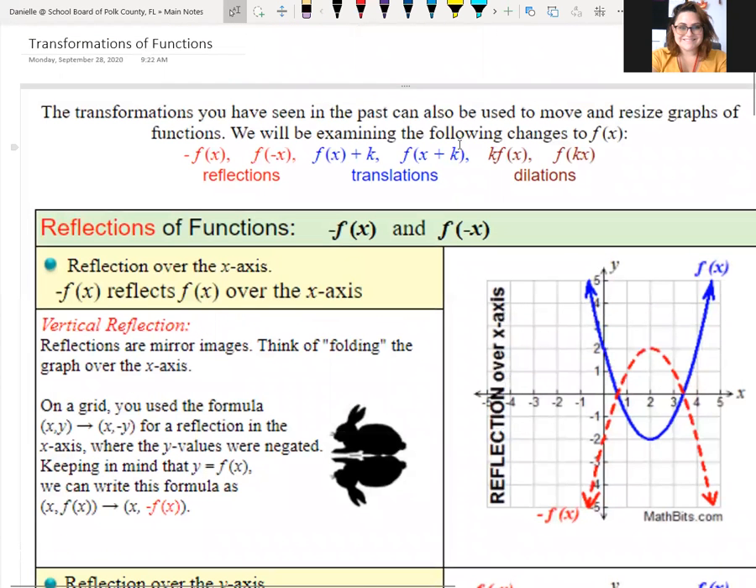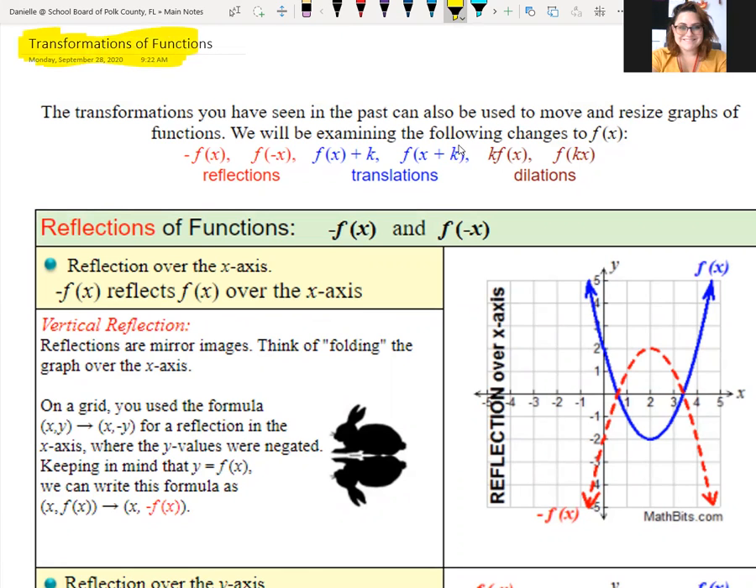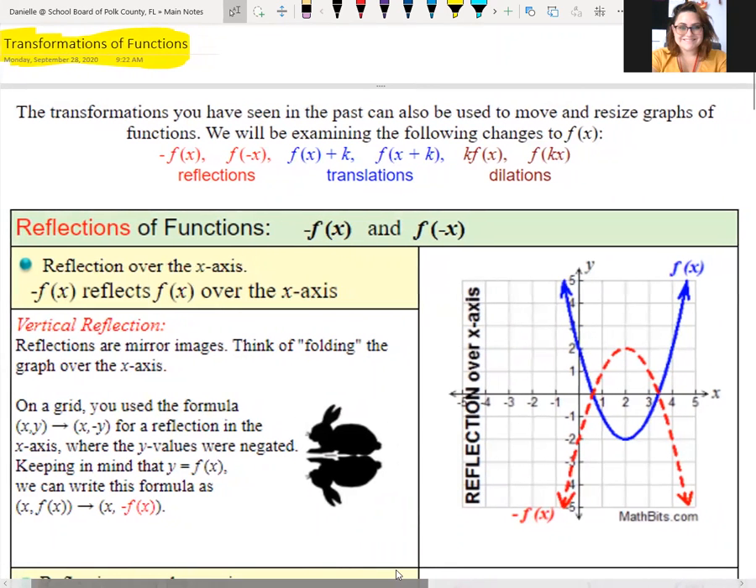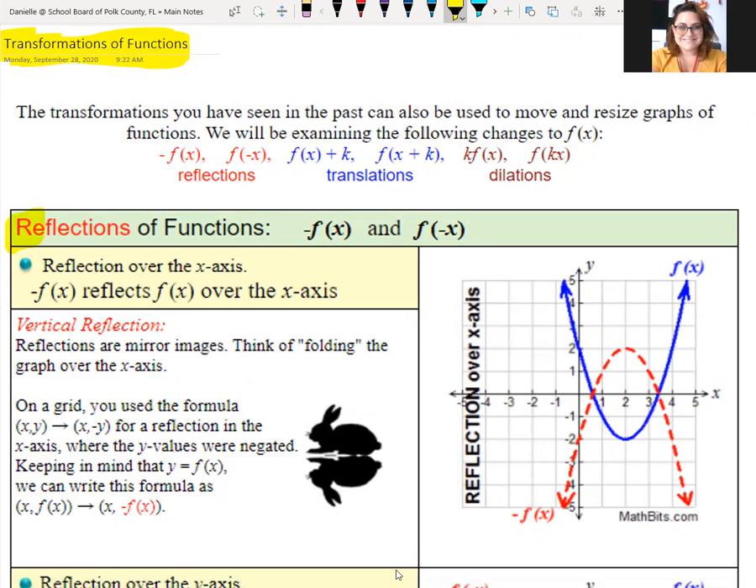So today we are talking about transformation of functions. For this, I highly suggest you only write down what I highlight and then write the graphs. Anything else that I might add, but there is a lot of writing for this one. So we have to talk about reflections, translations, and dilations. Reflections is the first one.